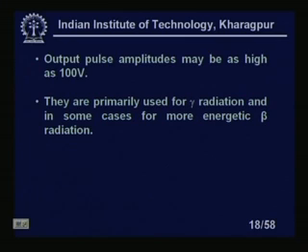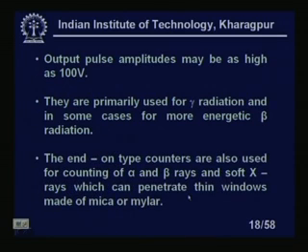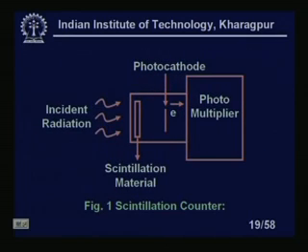They are primarily used for gamma radiations and in some cases for more energetic beta radiation; that you must know. The end-on type counters are also used for counting alpha and beta rays and soft X-rays which can penetrate thin windows made of mica or mylar. In some cases it can penetrate, in some cases it cannot.